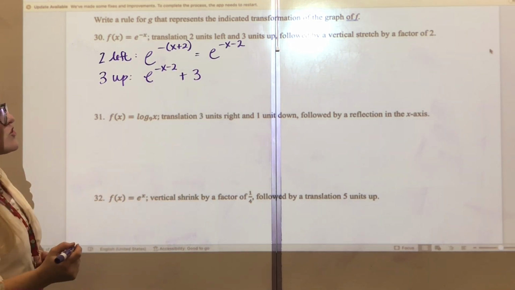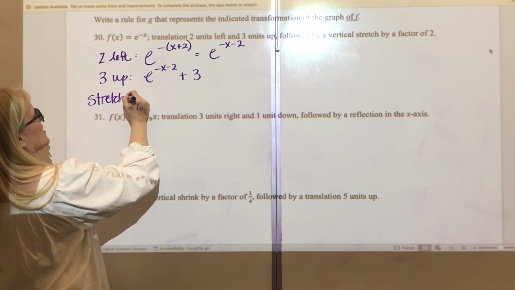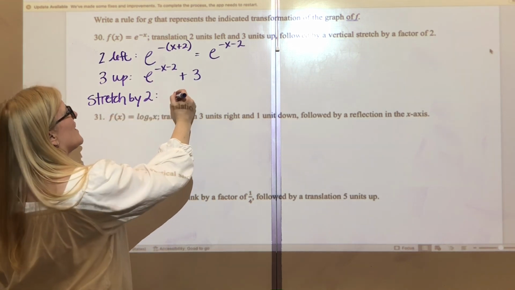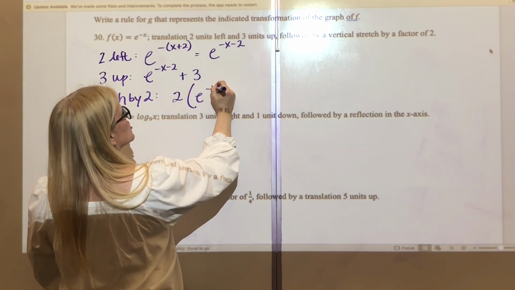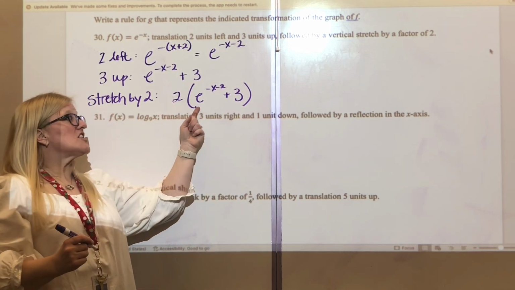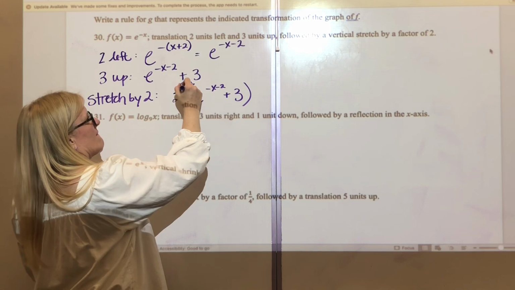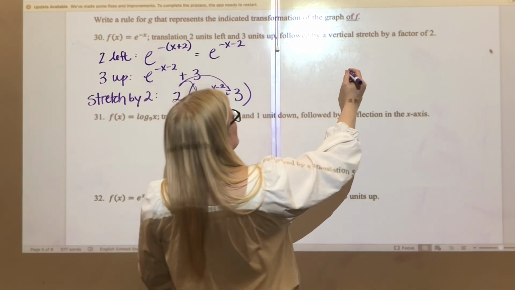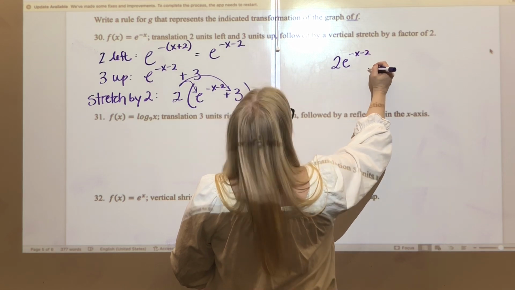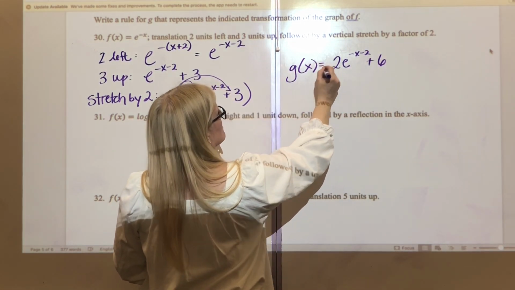And then a vertical stretch by 2. Stretch by 2. Remember, you need to multiply the whole function. That means that 2 is going to distribute to both terms. So this becomes 2e to the negative x minus 2 plus 6, and we call that g of x.